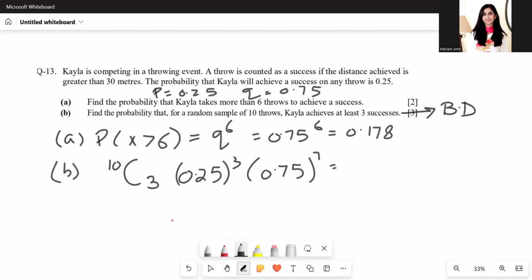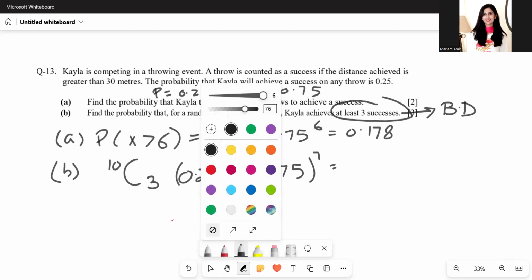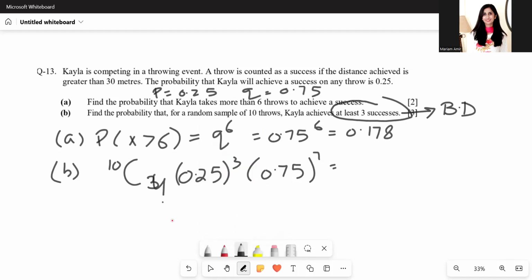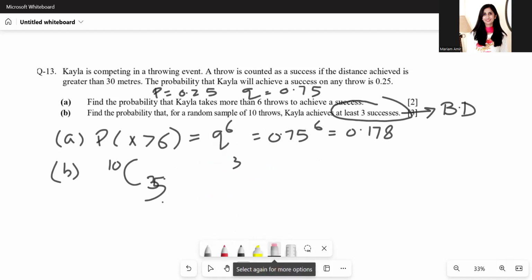Okay, I'm so sorry. I did not read the question properly. It says at least 3 successes. So it could be 3 successes, or 4 successes, or 5, or 6, or 7, or 8, or 9, or 10, actually. So we can't be doing all of this. 4 would mean we would add 4 here, 5 would mean we would add 5 here, and we would need to keep adding them. So that's a bad approach.